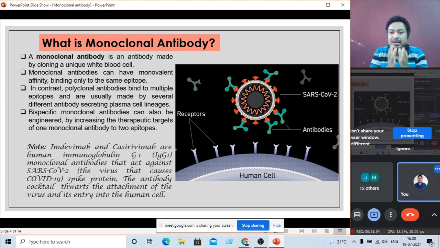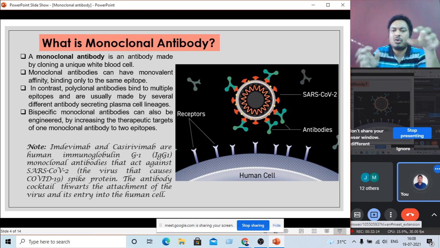If the virus gets inside the human cell, what happens? It can proliferate and its life span may be extended, and serious symptoms may develop in the human body. If we prevent the entry of this virus into the human cell, then our body can be protected from different symptoms, and morbidity conditions are reduced. So this is the definition of a monoclonal antibody and how it works.